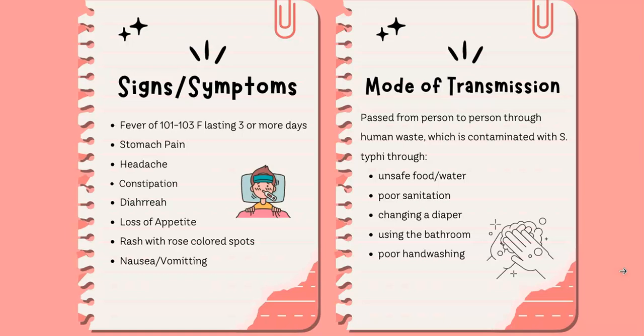nausea and/or vomiting. The mode of transmission: this bacteria is passed from person to person through human waste. The waste has to be contaminated with the S. typhi bacteria, and that can be transmitted through consuming unsafe food or water, poor sanitation, things like changing a diaper or using the bathroom, and then not washing hands properly after.